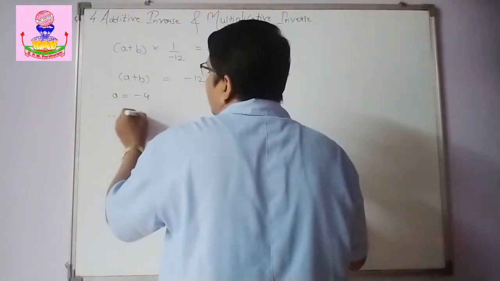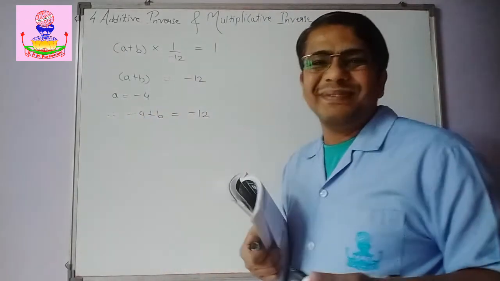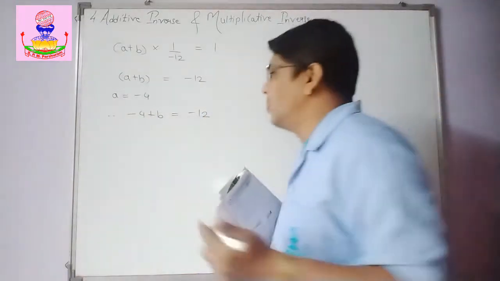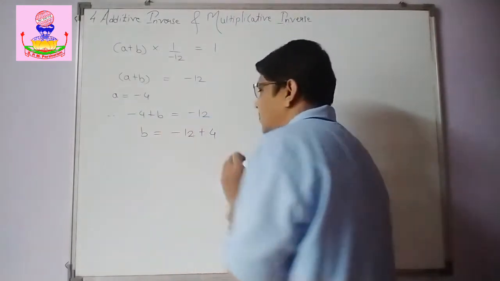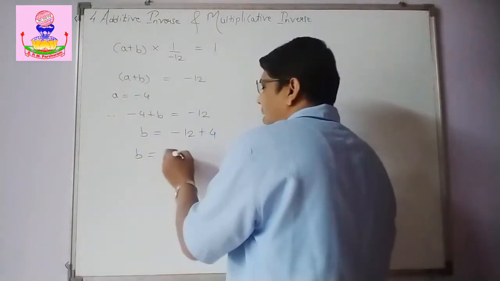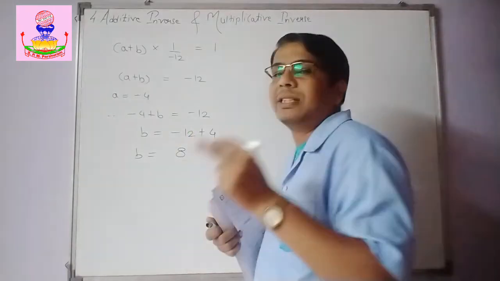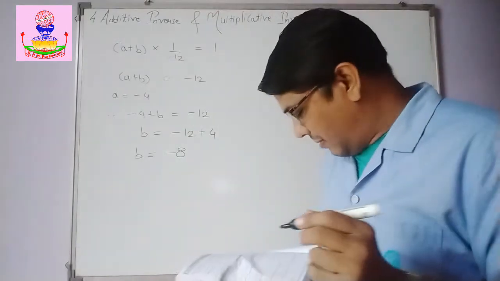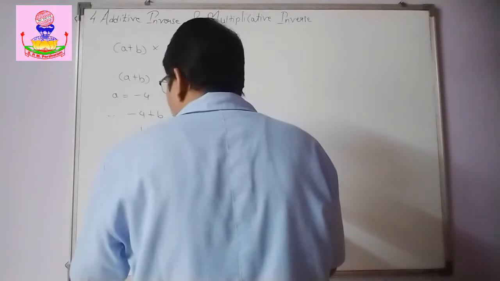Put that value. So minus 4 plus b is equal to minus 12. I want b. So bring this minus 4 this side. When it comes to this side, plus 4. Right? So adding 4 to both sides, minus 12 plus 4. Now difference in sign, go for subtraction. 12 minus 4, 8. Give the sign of bigger number. Bigger number is 12. What sign it has got? Minus. So answer is minus 8. Okay. So option 4.